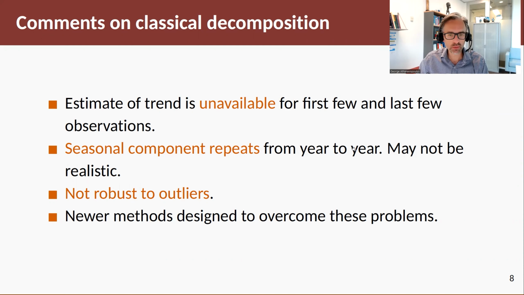The seasonal component repeats from year to year, so maybe this is not realistic. There are cases, and you'll see examples, where the seasonal component may change over the years. One classical example is electricity demand, where peak electricity changes from winter seasons to summer seasons as air conditioning is introduced more widely in a community. Also, it's not robust to outliers. The decomposition relies on averages, and averages are very sensitive to outliers. A huge outlier will move that trend quite rapidly, quite significantly.